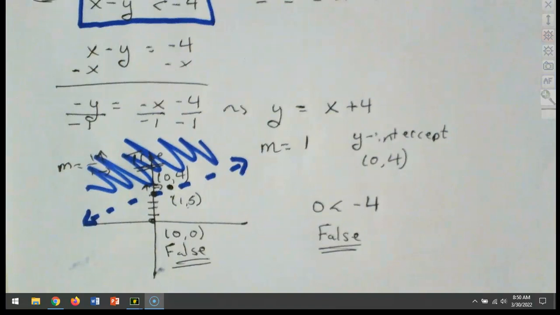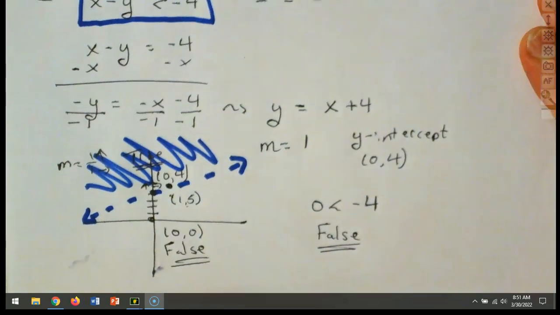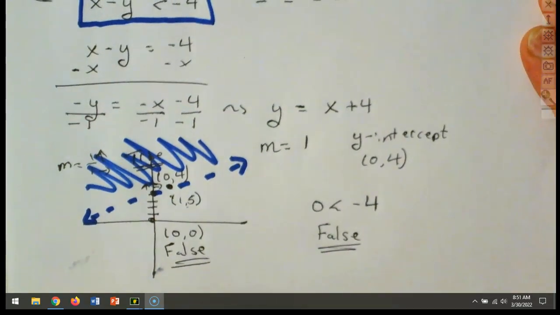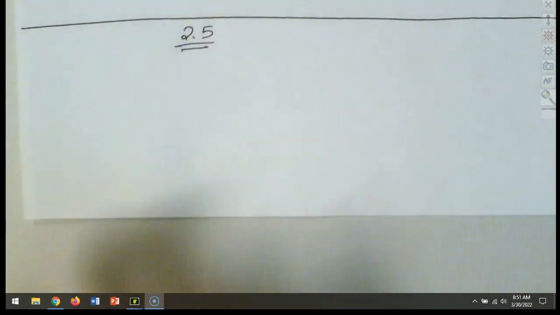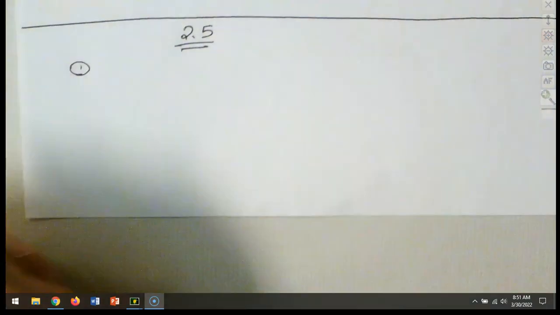So those are the inequalities. Next, we're going to talk about 2.5, which is the functions. These are pretty easy to work through. They don't take a long time. It's just a matter of understanding what I'm looking for in 2.5. Once you get the idea, 2.5 is very quick on most of them. So we're going to begin with question 1.